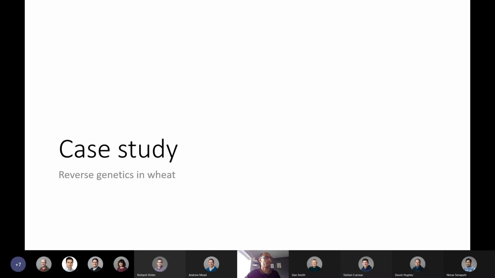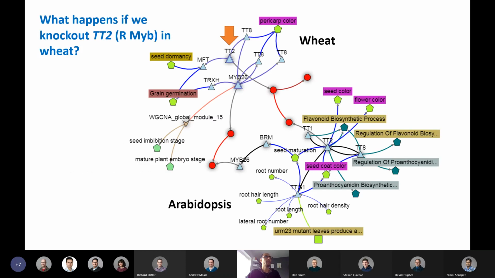Okay, so I've been talking about forward genetic studies, how to go from QTLs to genes and gene networks. And now I'd just like to show you a reverse genetics example. In this example, we've got a knowledge graph that we have built from lots of different public studies. We have integrated data in a smart way.